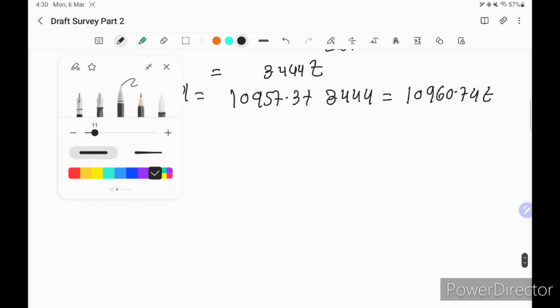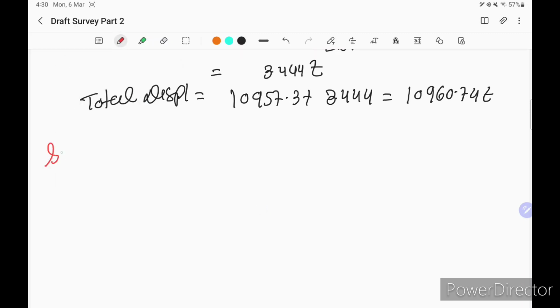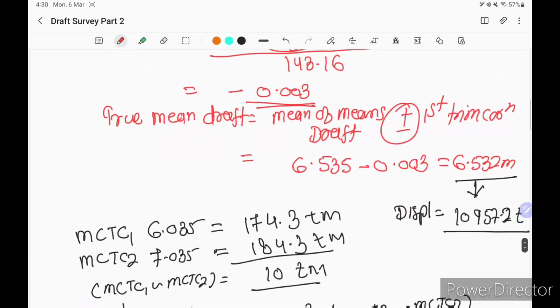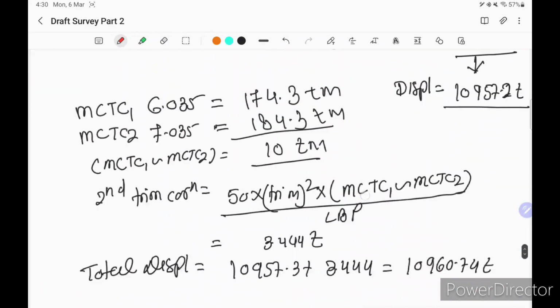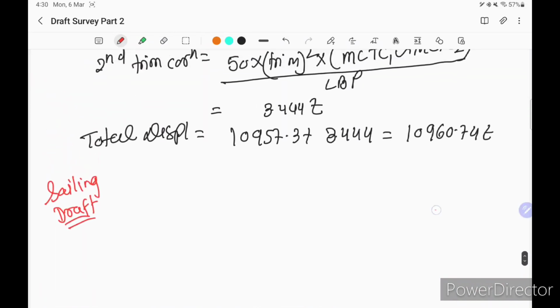Now we'll move to the second part of the question, sailing. In the question we have the sailing draft. What is given in the question? You are ordered to load the ship to sail on 9 meter even keel at this port, but it is expected to hog by 5 cm. So what is hog? That means we have less cargo in the center. 9 meter even keel is sailing.